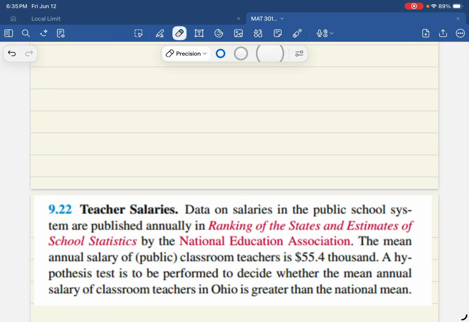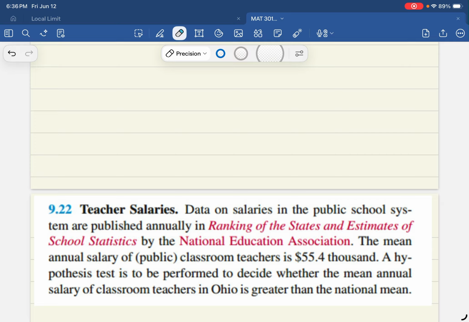In this video, we're going to work through a hypothesis test, and then we're going to calculate the probability of type 2 error. This example is taken from the Introductory Statistics textbook by Neil A. Weiss, 10th edition.